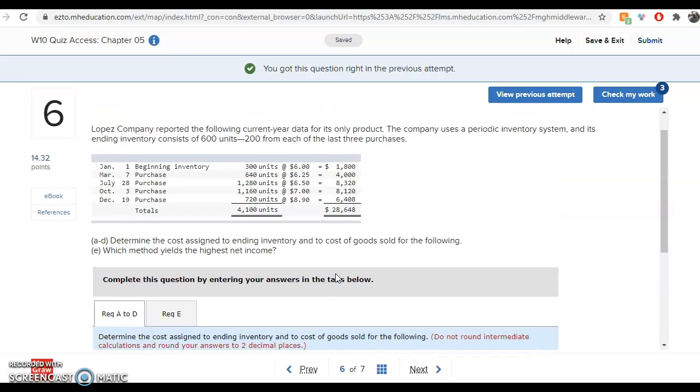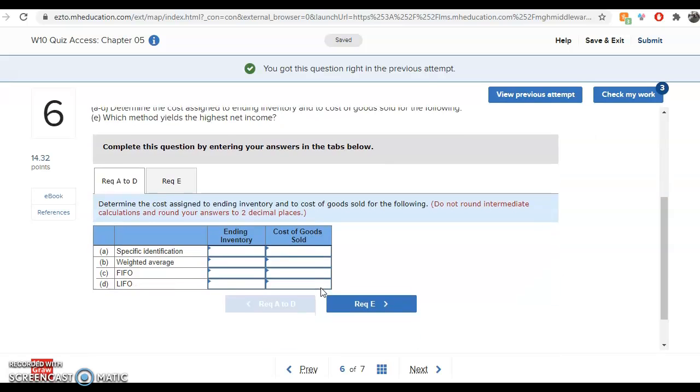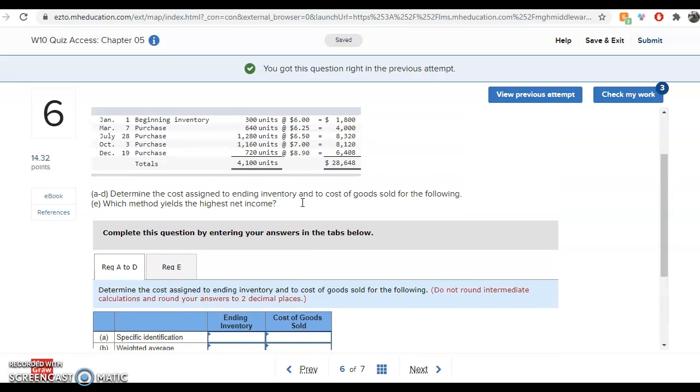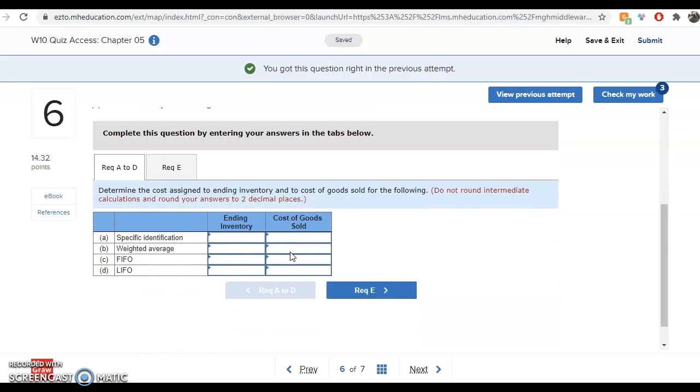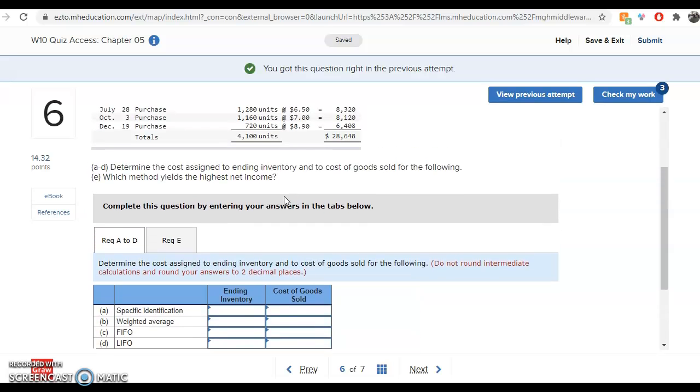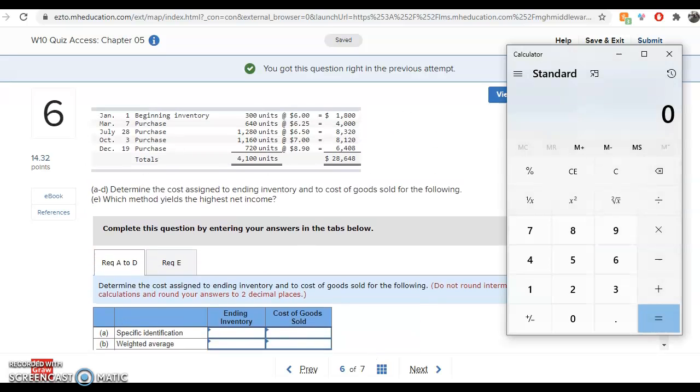So going up here, the ending inventory consists of 600 units, 200 from each of the last 3 purchases. So 200 from this purchase, and this purchase. Not just 600 of the last, but 200 from each. With that, we're going to calculate how much that is, and that should give us our ending inventory. I'll bring up my little calculator here.